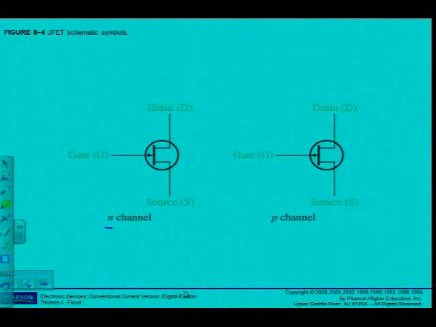Alright, then of course we also have to know the JFET symbols, which is in figure 8.4. There are the symbols for the N channel and the P channel. Please note the difference, and you have to draw this clearly when you draw schematic diagrams using the JFET. For the N channel, the arrow is pointing inwards, and for the P channel, the arrow is pointing outwards.